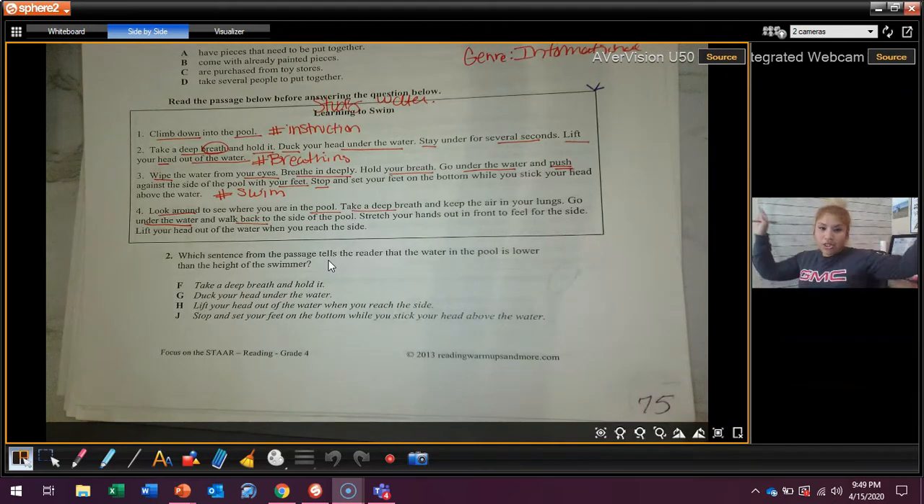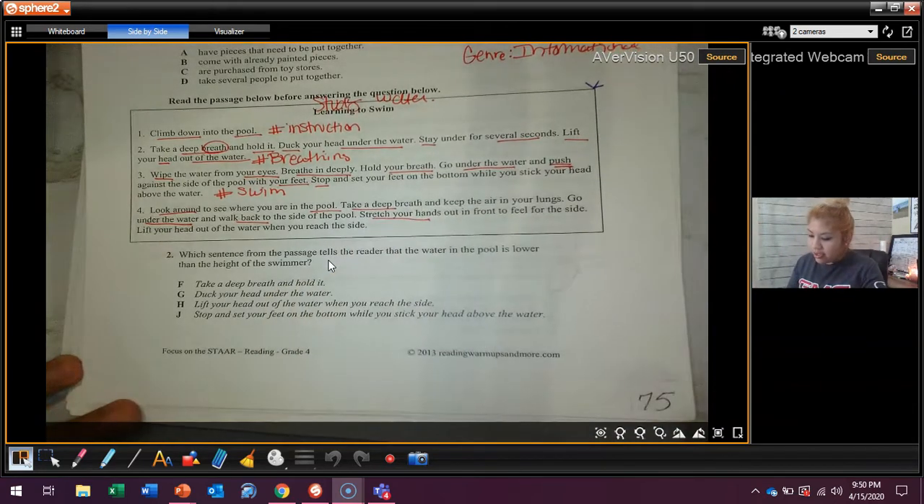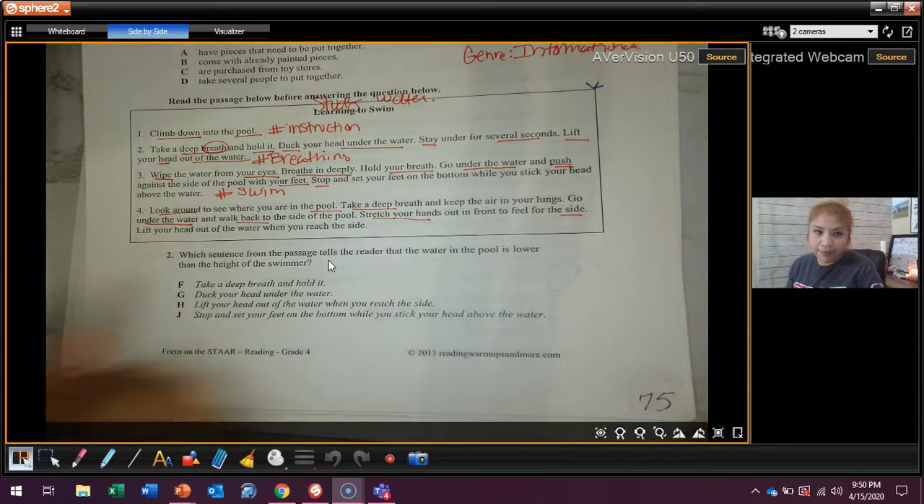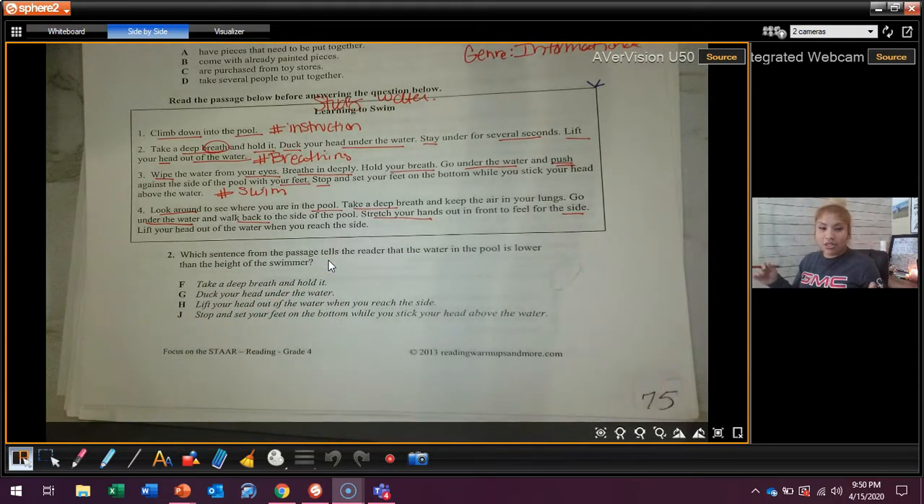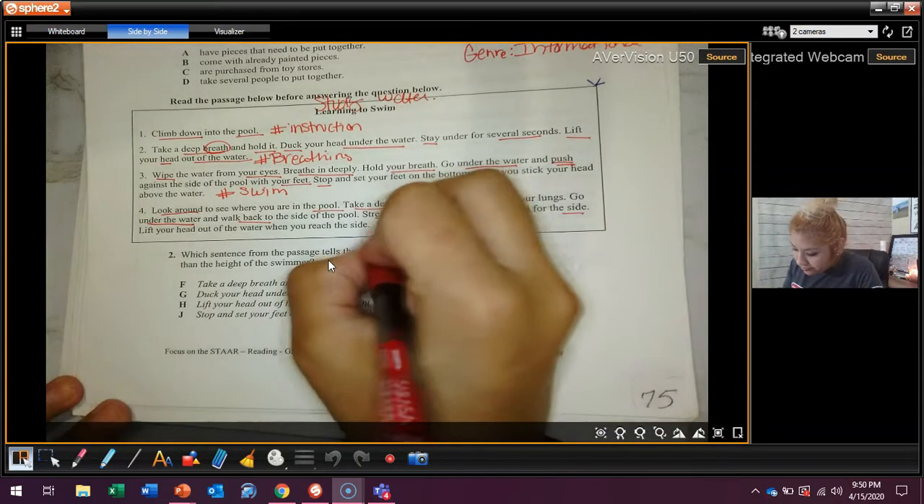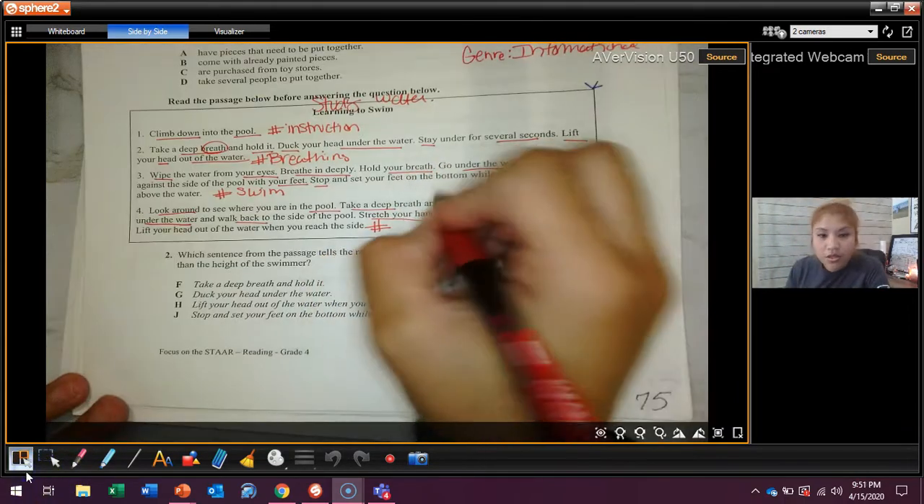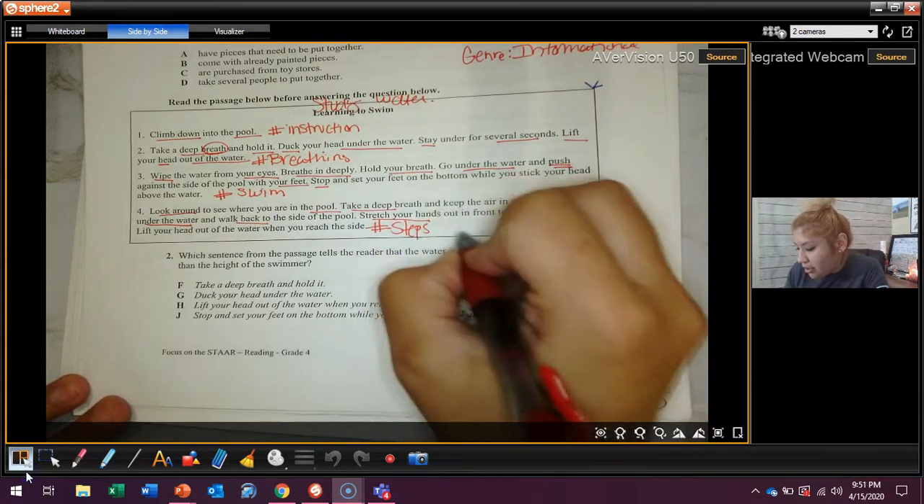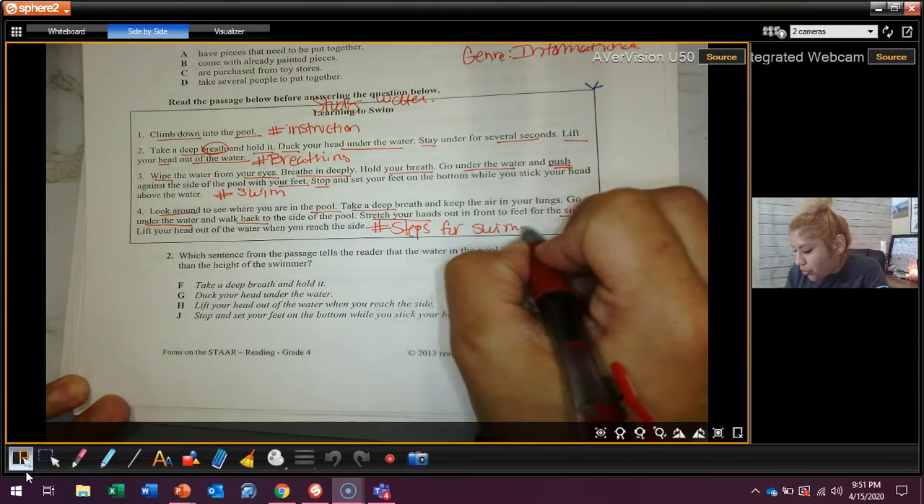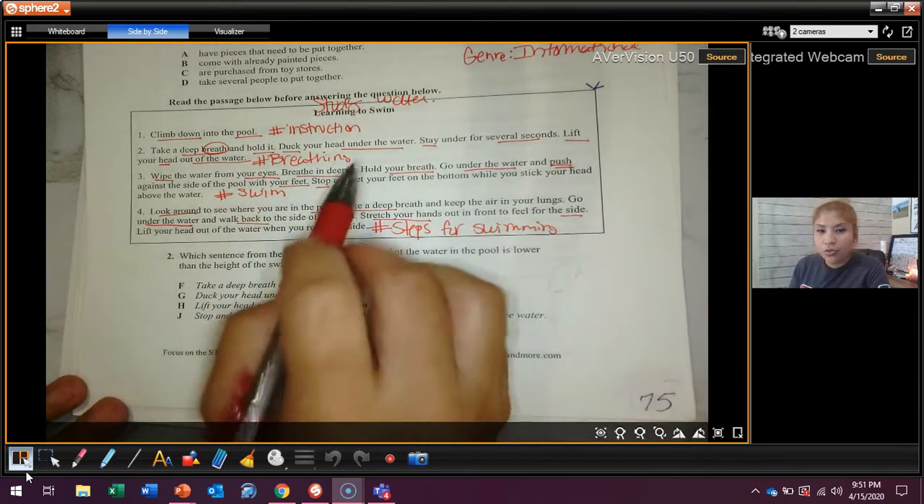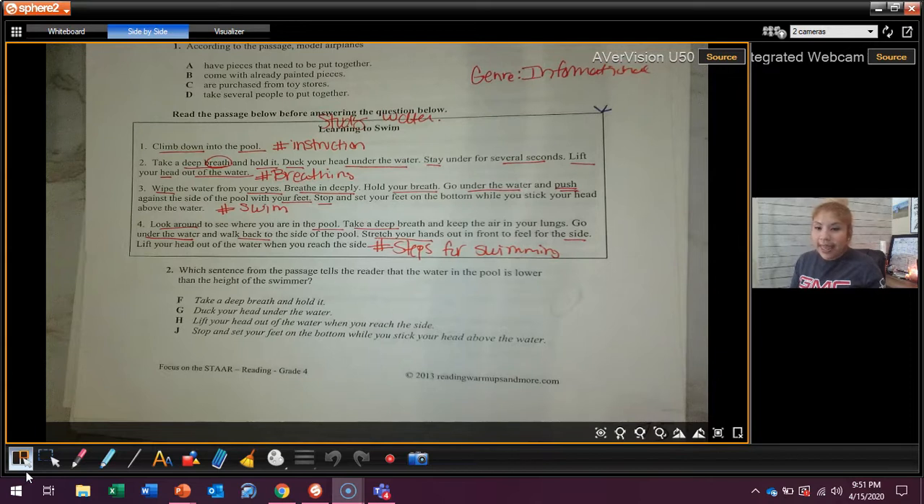you're going to stretch out your hands. So stretch your hands in front to feel the side. So you're going to feel the side of the pool. Lift your head out of the water when you reach the side. So what are you doing in that section? You're actually swimming, right? So you're swimming from one side to another. So hashtag could be steps for swimming. So we just made a connection to our title. So I could infer that these are the successful steps to swim.